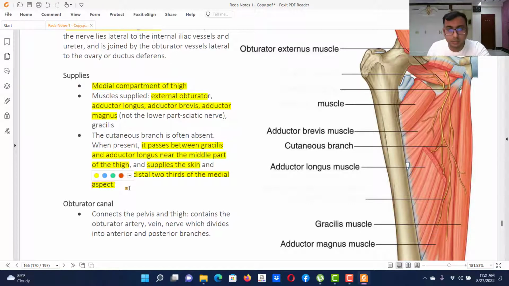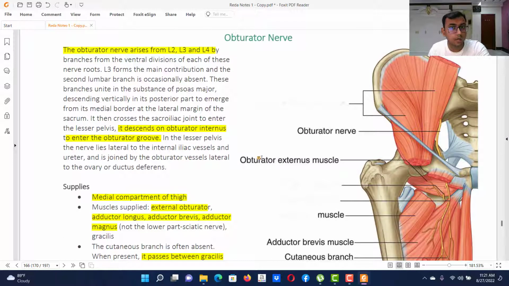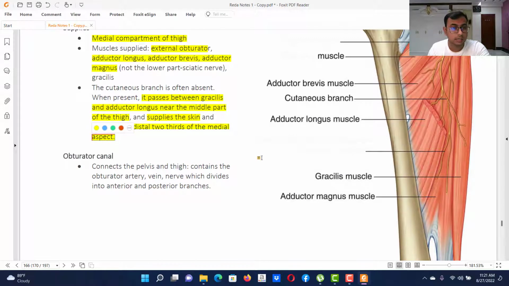That is very much important. It originates where the femoral nerve also originates. It connects the pelvis and thigh, contains the obturator artery, vein and nerve, which divides into anterior and posterior branches.